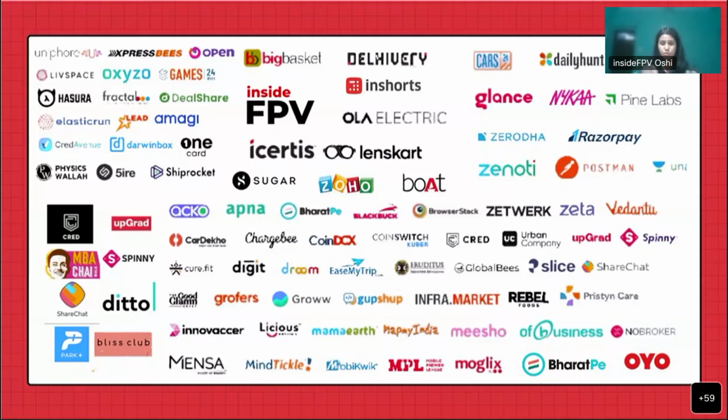Now, when you go to Swiggy and Zomato, they provide food and groceries at our doorstep. Domino's has started delivery of pizzas till midnight for us hungry youths. Inside FPV, my company, provides drones to people like us to capture our memories from a different perspective. Boat provides affordable electronic wearables. Most of you must be wearing Boat headphones and earphones, right? Lenskart has used tech where we can scan our face and try a wide range of eyewear to see which one suits us.